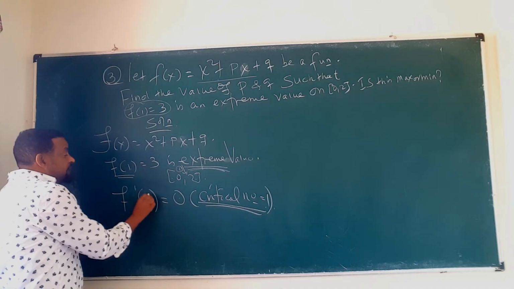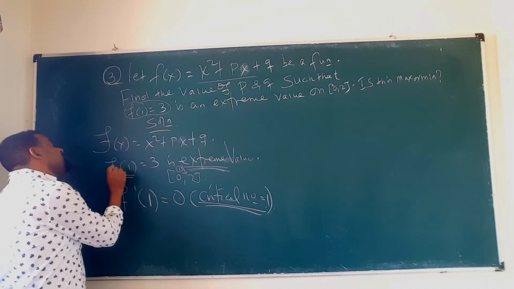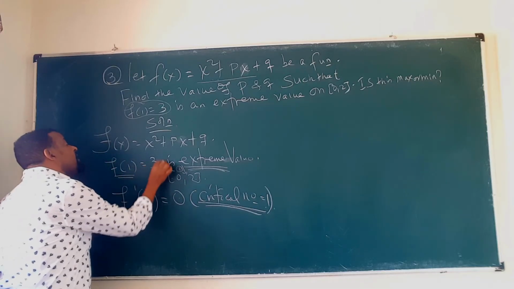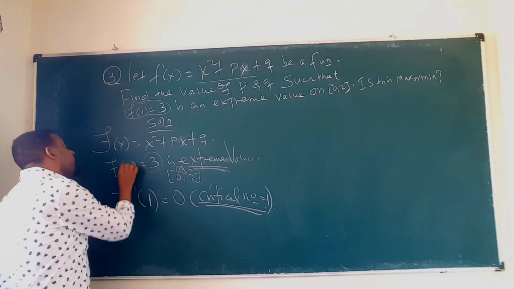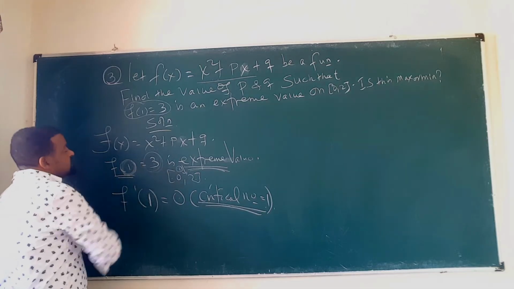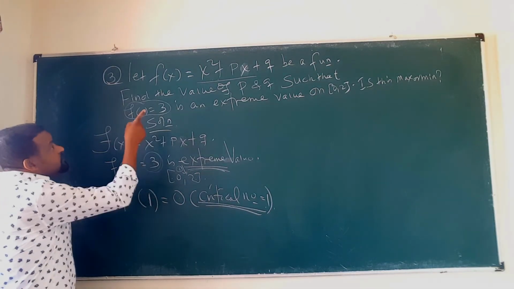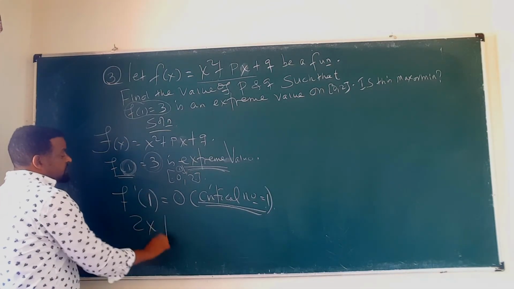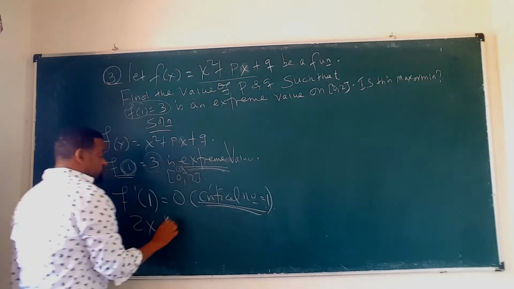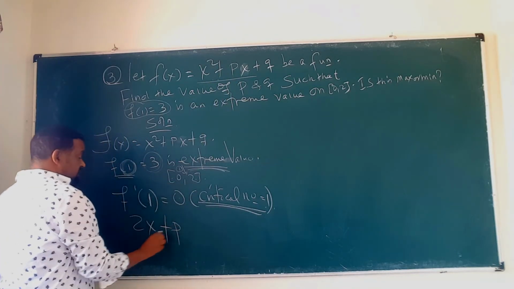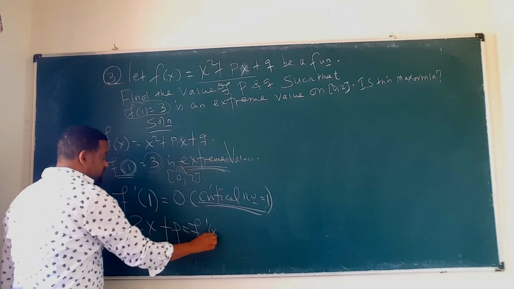Because 1 is a critical number. Why is it a critical number? Because the function has an extreme value at 1, which is 3. So what's the derivative of the function? The derivative is 2x plus p. So this is the first derivative of the function.